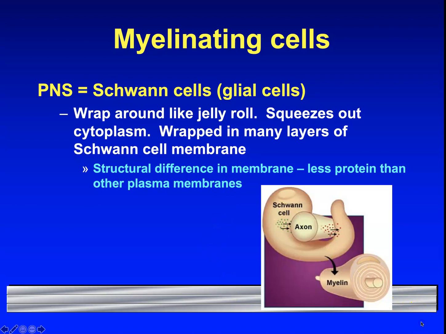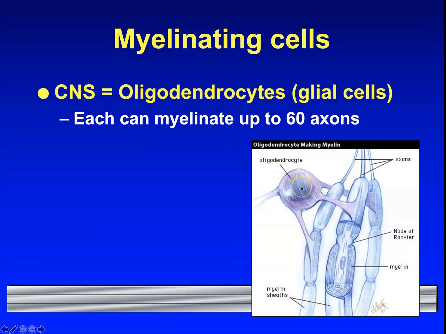I'll get to this plasma membrane thing in a bit. Oligodendrocytes, those are in the central nervous system. And one oligodendrocyte can actually myelinate many axons. So it has little arms. And so here's one oligodendrocyte with all its arms. And this one arm creates the myelin that wraps around here. Another arm creates this bundle of myelin. Another arm creates another bundle. So each oligodendrocyte can myelinate up to 60 parts of an axon.